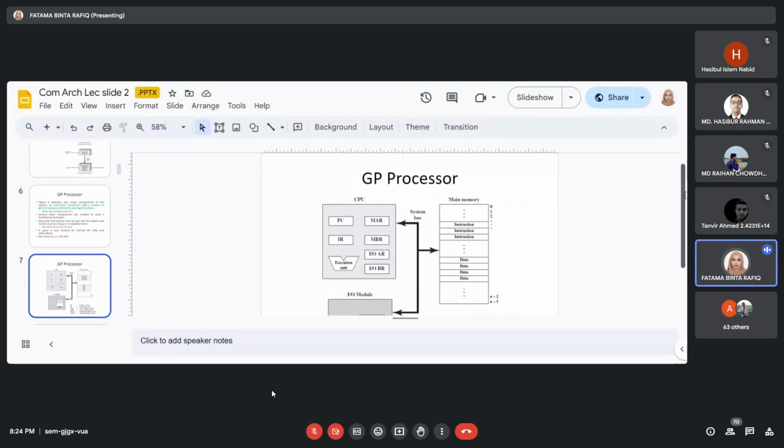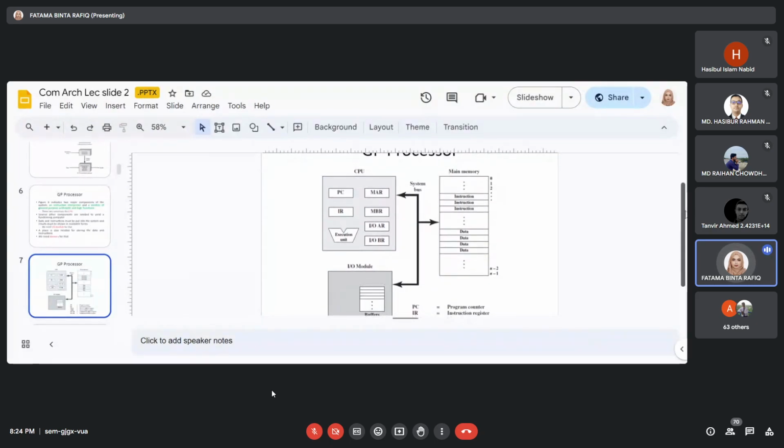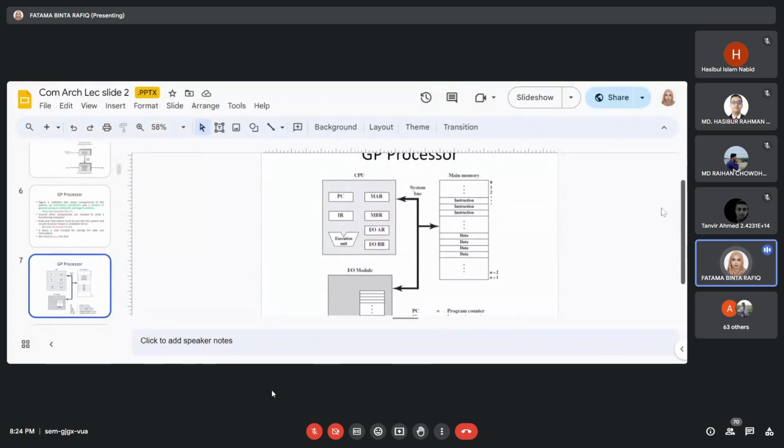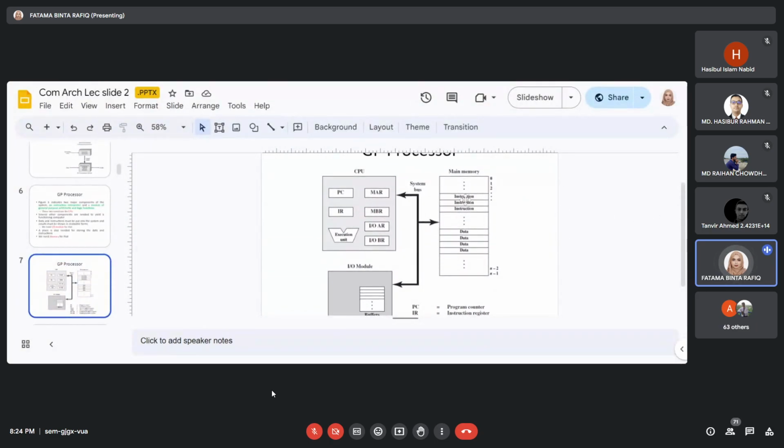I am describing it. So in the GP processor there will be two parts, and it will be connected like this. It has a system bus. The total system bus means all kinds of bus will be there. Yes, any problem? So all kinds of bus will be there, and how they are interacting with each other, that is the system bus.